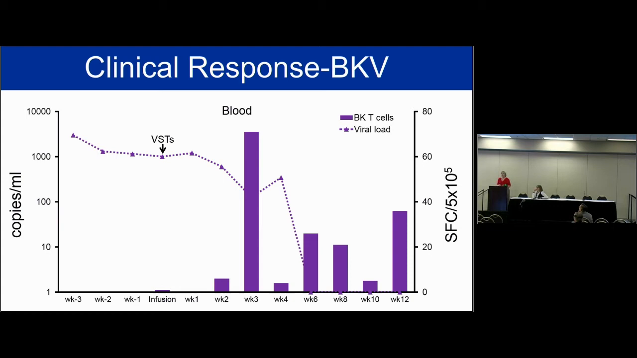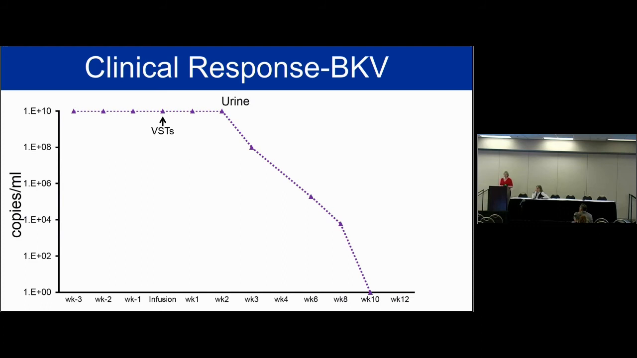So in this patient, we were detecting the viral load both in the blood and the urine. Here I'm showing you the viral load in the blood, which drops away post-infusion, again, coincident with an increase in the circulating frequency of BK-specific T cells. Here is what the picture looked like in the urine of this patient.